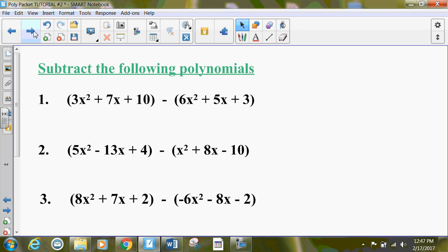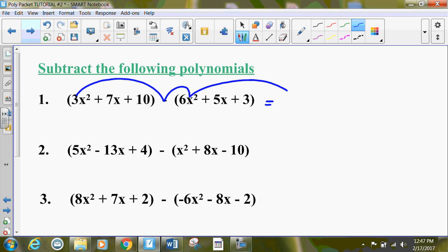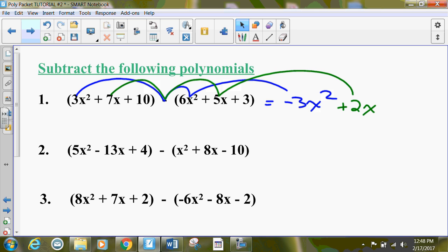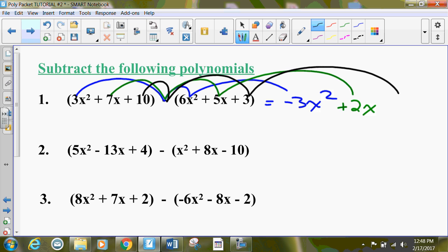So we can bounce off. We can say 3x squared minus 6x squared equals negative 3x squared. Let's switch up the colors. 7x minus a 5x is a 2x. And 10 minus a 3 is 7. Note, just like 7 was a positive 7, I had to put that plus in front of it. I just can't put the 7 right next to the 2x, because then that looks like I'm multiplying it.